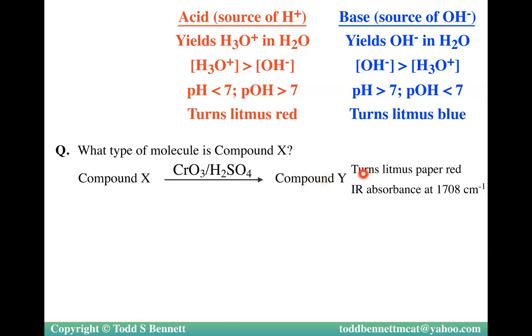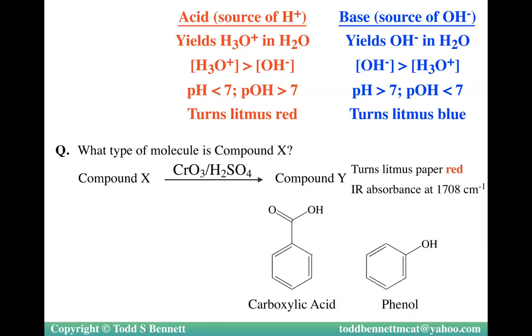The two things I know about compound Y: it turns litmus paper red and has an IR absorbance of 1708. So let's start with the litmus paper turning red. Red, I know, is an acid, and it ends up there are only two compounds that you're going to find are acidic in organic chemistry.